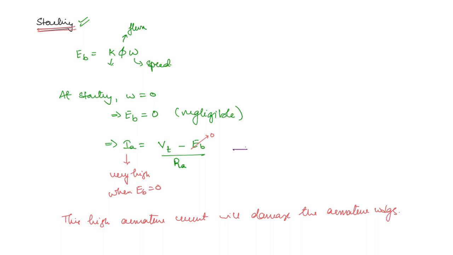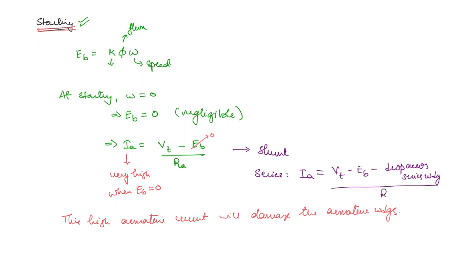Now remember this expression, it is for shunt motor. But even if you take a series motor, it is not going to change much. Ia will be equal to Vt minus Eb minus drop across series winding, divided by Ra. So this extra term is going to be there, drop across the series winding. So obviously, since the drop across series winding is also there, the problem is not as serious as it is in the series motor. Okay. So in the shunt motor, the problem is more, high current will flow.